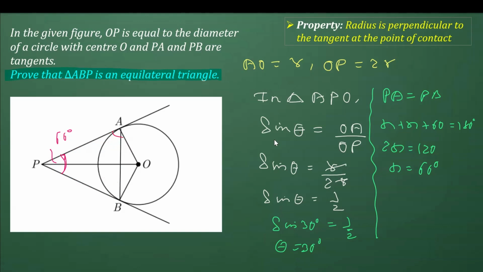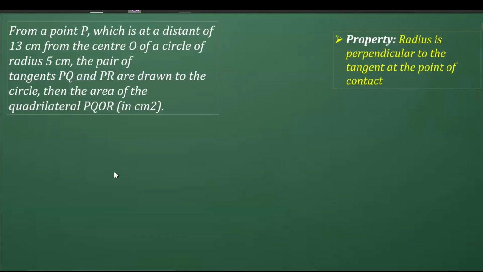So this is 60 and this is also 60. So therefore, we can say that in this triangle, we have all three angles as 60 degrees. Therefore, it is an equilateral triangle. So you may write down that in a triangle, when all angles are equal, this should be considered as an equilateral triangle. So that's how we will do this question.